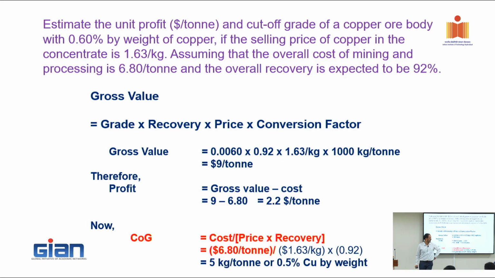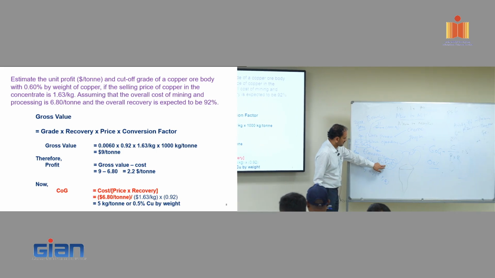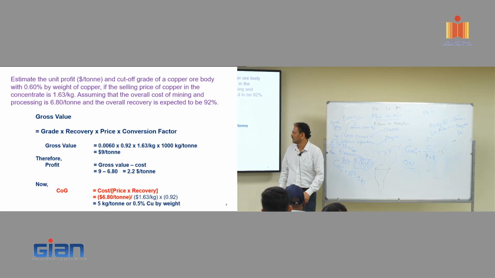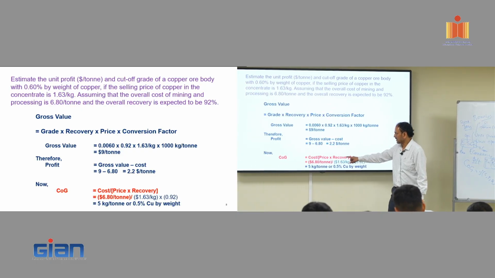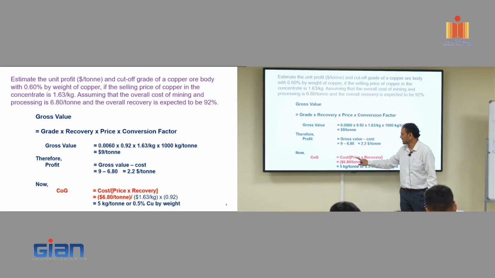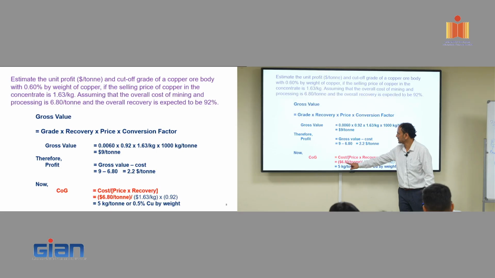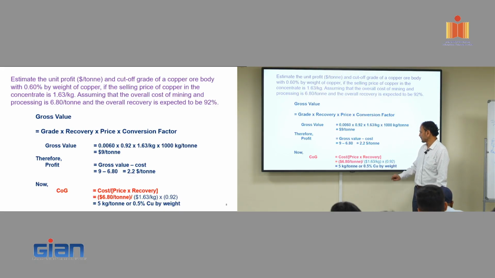So again, you are making this equation work for you. Profits are revenue minus cost. So your revenues are exceeding your costs. So that's why you are making some profit there. And then again, cutoff grade as per our formula: cost divided by price times recovery. Cost is so much, $6.8 a ton, divided by $1.63 per kg.